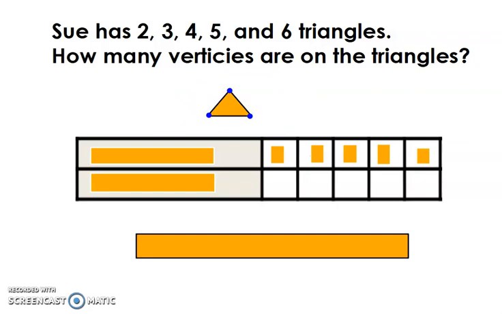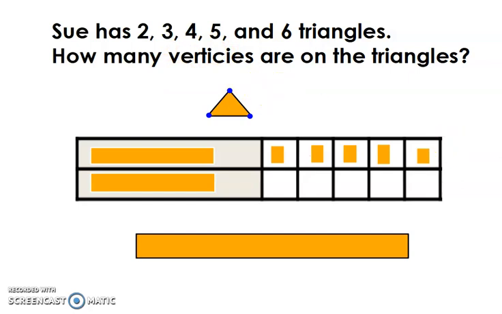And so I can think about it in this way. If I have one triangle, I will have 3 vertices. If I have 2 triangles, I have to have another triangle with 3 more vertices. And then if I have 3 triangles, then I'll have 1, 2, 3 triangles with 3 vertices.